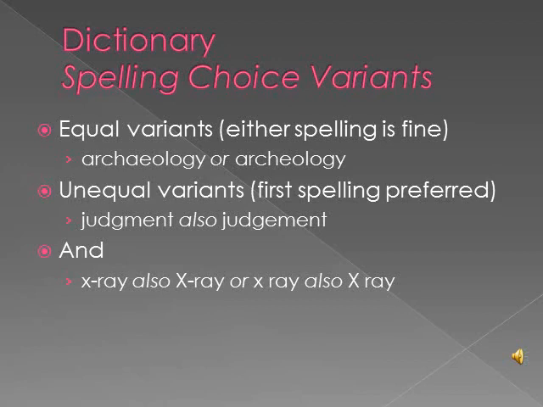And just a little lesson on dictionaries and spelling variants. If you look up a word, you might see something like archaeology or archeology, with two different spellings there. If you have the word or, it means that either one of those spellings is fine. If you have the word also in between the two spellings, it means that the first spelling is preferred, such as judgment without the E is preferred over judgment with the E. And you might also see also in between each one, and that means that either one is fine.